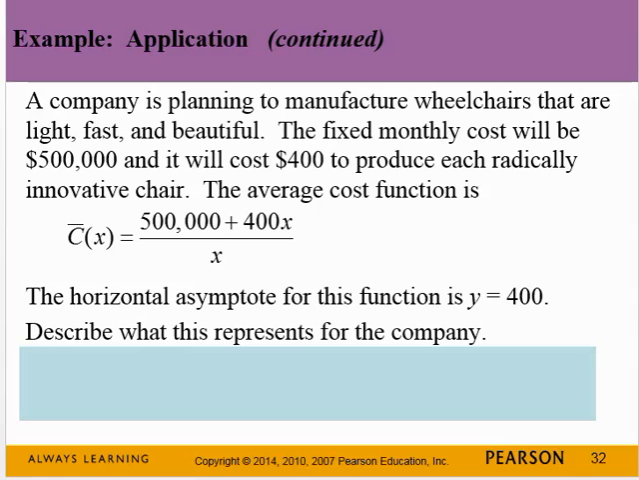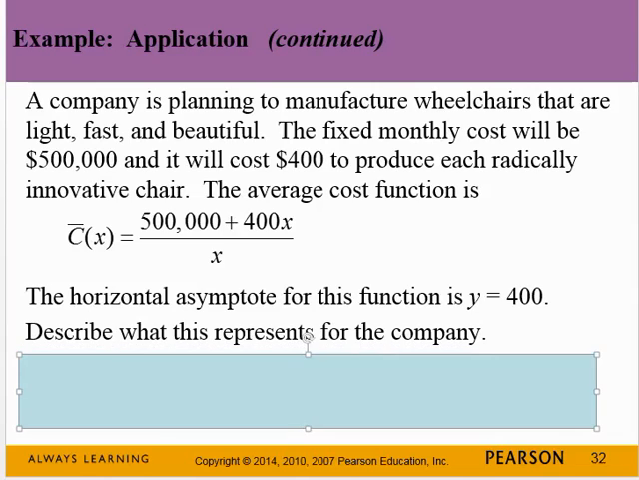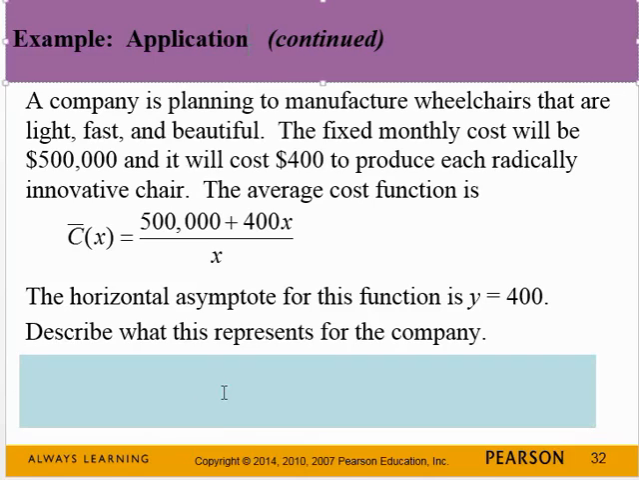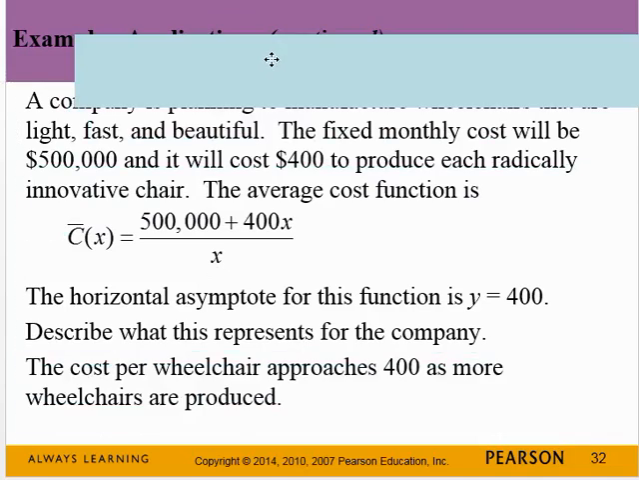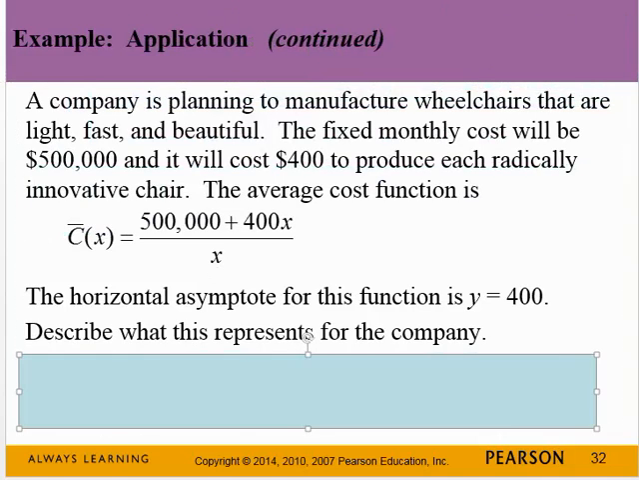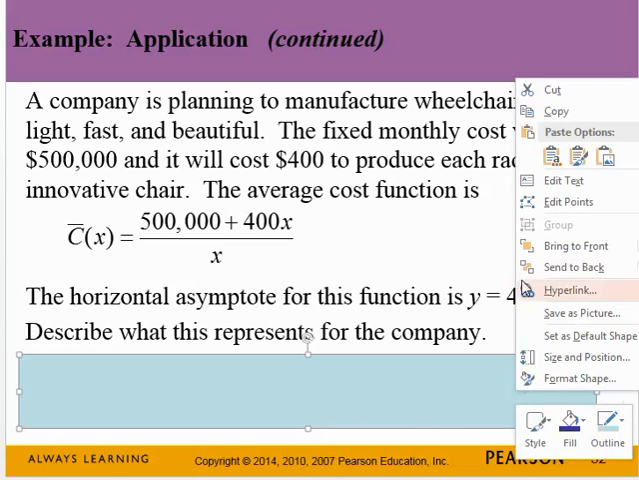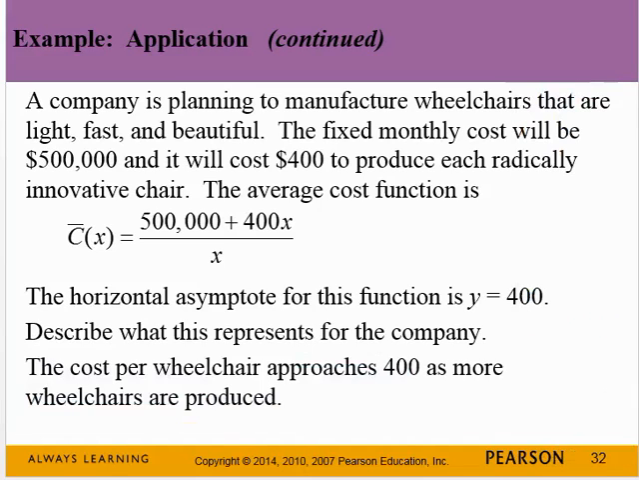So what does this represent for this company? Think about that. If you really think about what this means, it means that your cost per wheelchair approaches $400 as more wheelchairs get produced. So as more and more wheelchairs get produced, your cost is going to be $400.